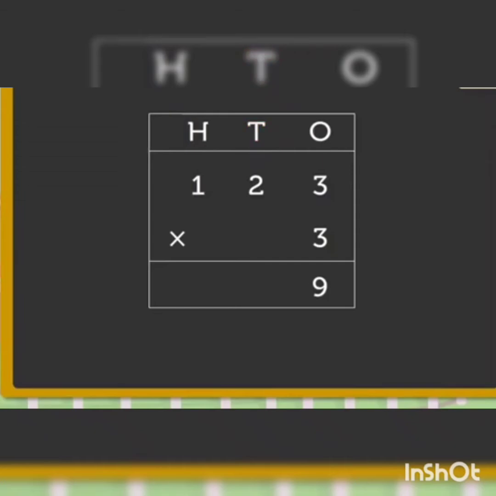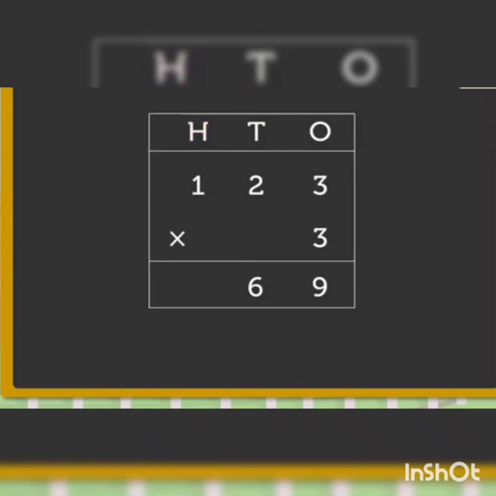Then we have to multiply the number at the tens place. Here at the tens place, the digit is 2. So 2 multiplied by 3 is equal to 6. So we get 6 at the tens place.